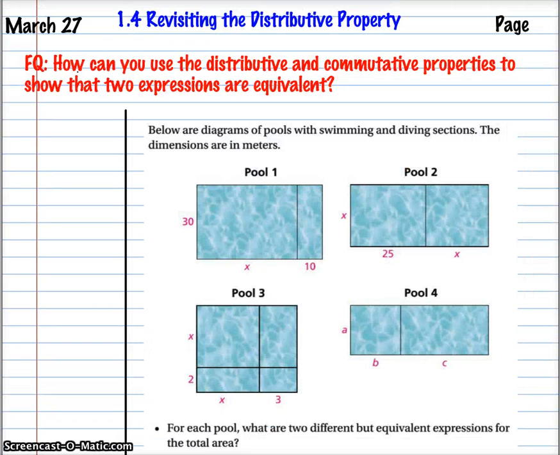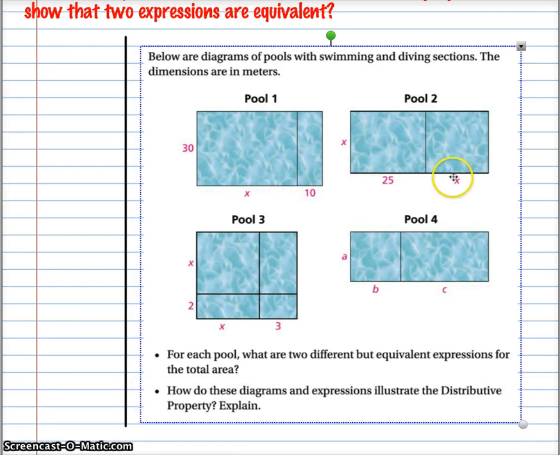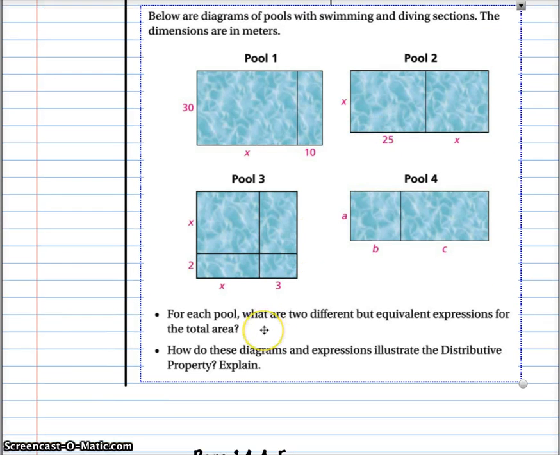Here's 1.4, revisiting distributive property. So we're going to use the pool and the lengths to represent distributive property. How can you use distributive property and commutative properties to show that two expressions are equivalent? Below are diagrams of pools with swimming pool and diving sections. The dimensions are in meters. So this is 30 meters by x meters and 10 meters for this section over here, etc. This is an x length, this is an x length, this is 25. For each pool, what are two different but equivalent expressions for the total area?